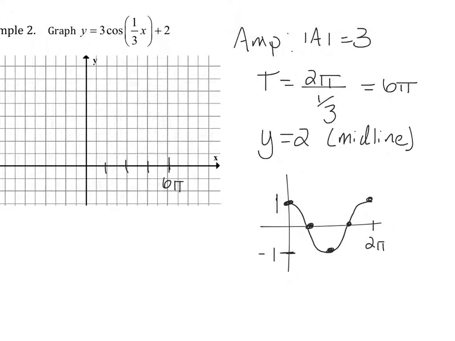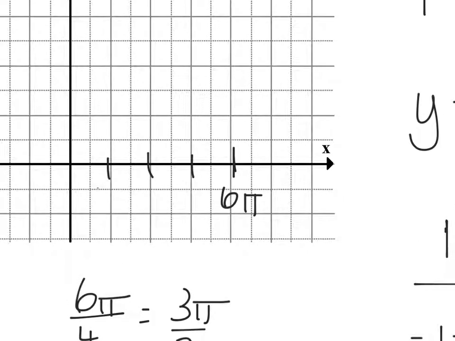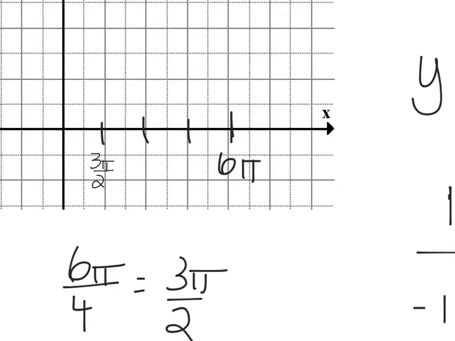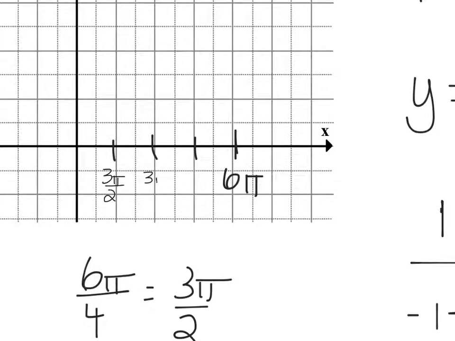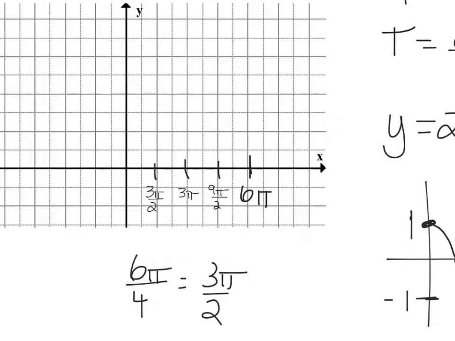Then we have to think about, okay, 6 pi divided by 4 is 3 pi over 2. That's what each quarter of this period looks like. So this is 3 pi over 2, 6 pi over 2, which is 3 pi. That should make sense. That's half of the period. Then 9 pi over 2. So I said 3 pi over 2 plus another 3 pi over 2, 6 pi over 2, plus another 3 pi over 2, 9 pi over 2, and then 6 pi. That's where one period of my function is going to fit horizontally.